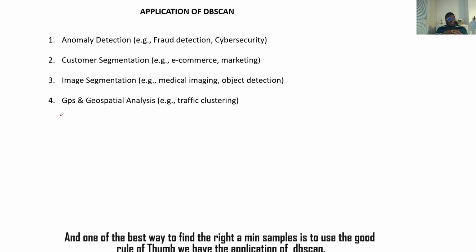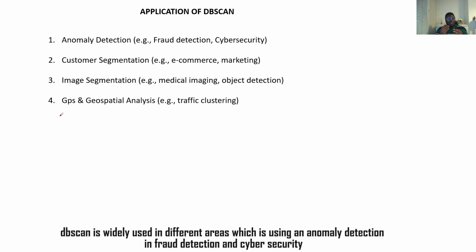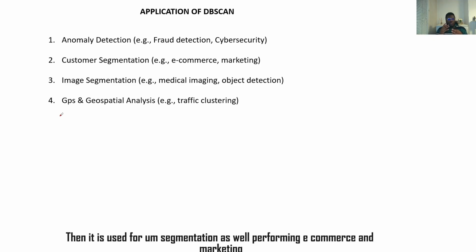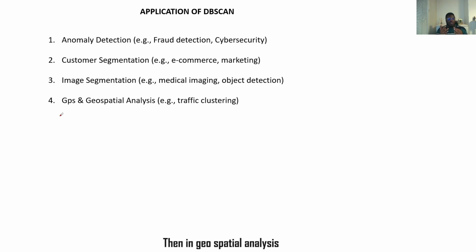We have the application of DBSCAN. DBSCAN is widely used in different areas. It is used in anomaly detection, in fraud detection, and in cybersecurity. It is used in image segmentation, where we use it in the medical field for medical imaging and object detection. Then it is used for customer segmentation as well, in e-commerce and marketing. Then in geospatial analysis, an example of that is traffic clustering.